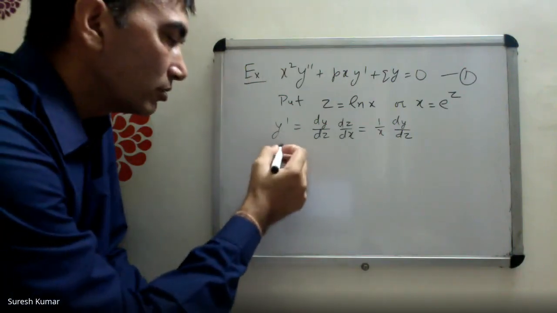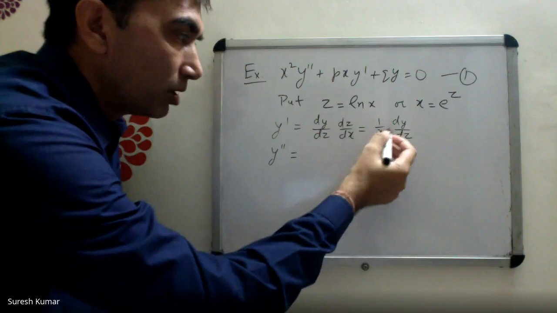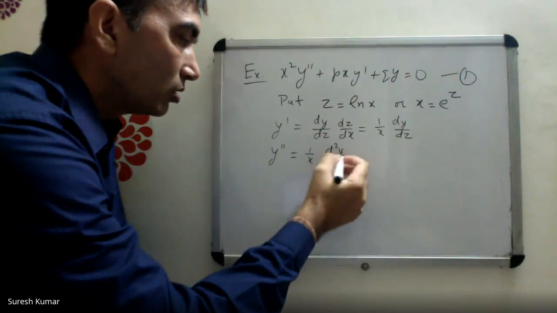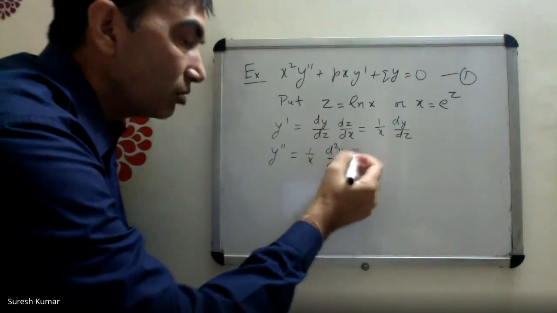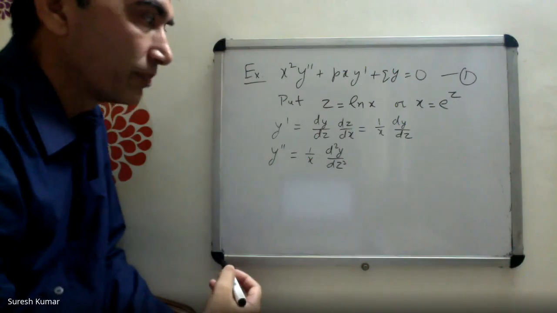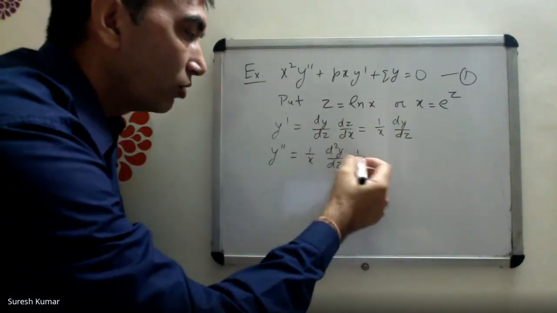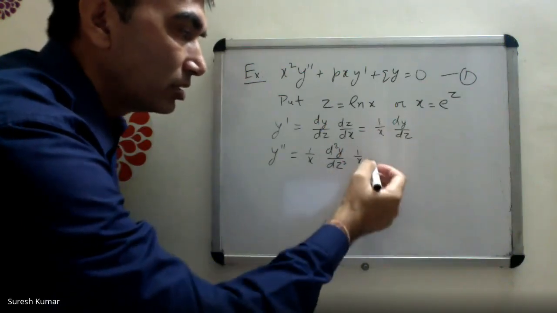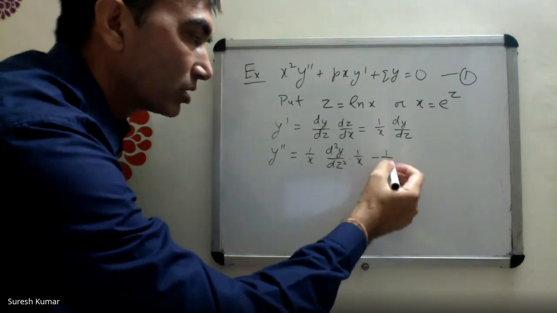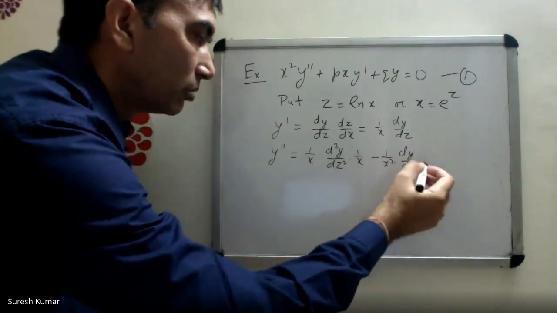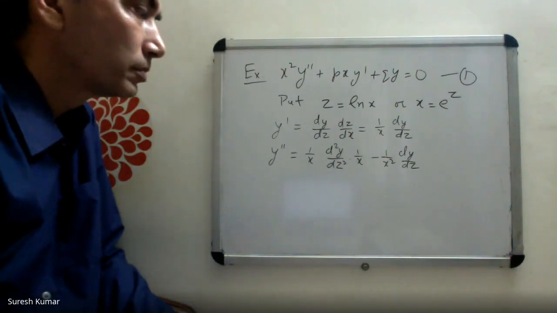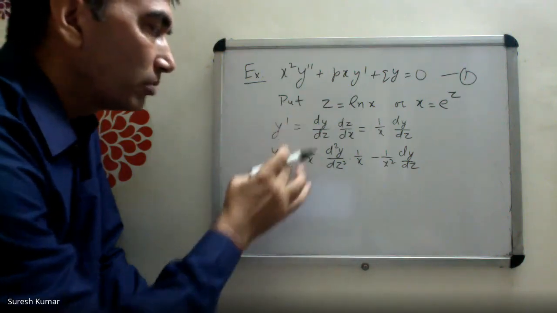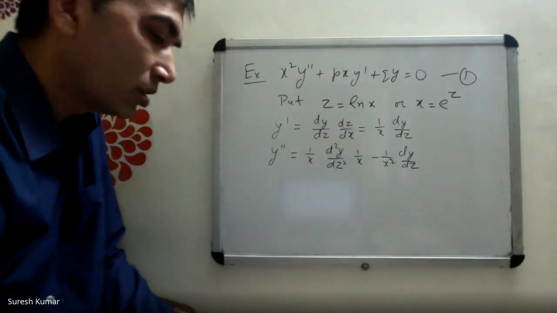Again, differentiate it with respect to x. By product rule, you can do it. 1 over x as it is, d2y over dz square into dz over dx, because you are differentiating with respect to x. dz over dx is again 1 over x, plus dy by dz as it is times the derivative of 1 over x, which is minus 1 over x square, so minus 1 over x square dy by dz. Okay, substitute your y prime and y double prime into the given equation and see what do you get.